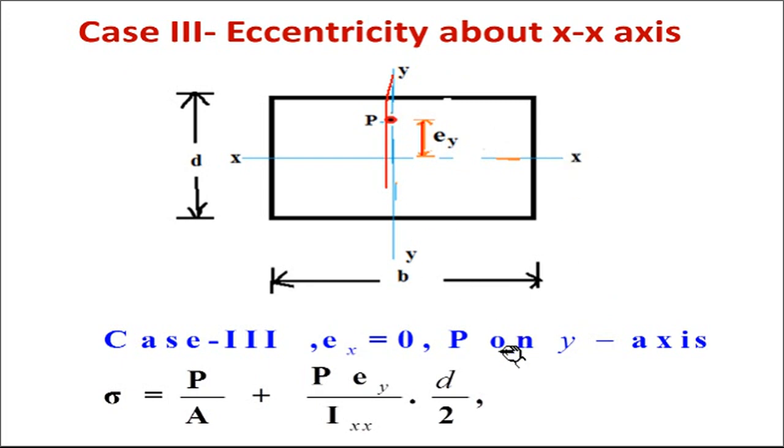So here, which term will now be 0? The mx term will be 0, because there will be no moment about the y-axis, so the my term is going to be 0. No moment about the x-axis. Okay, y-axis.